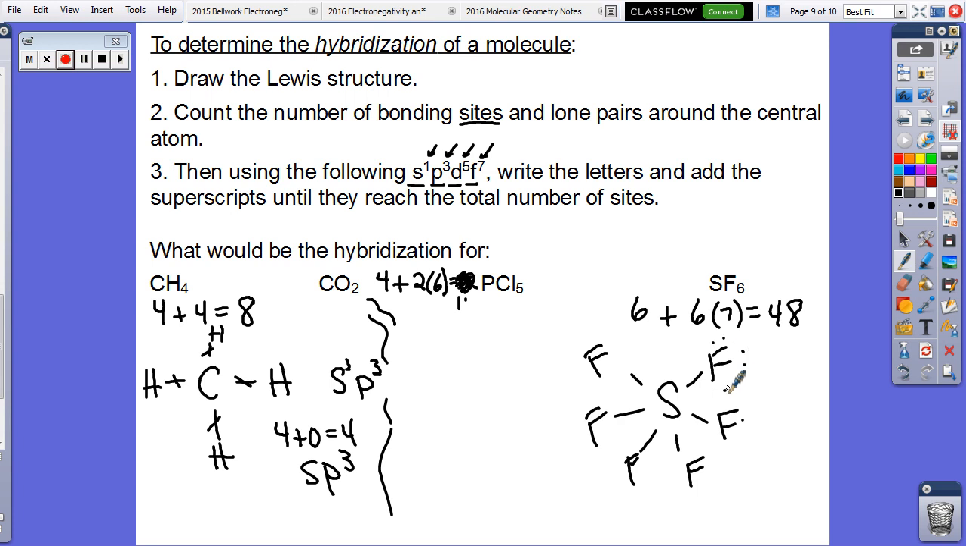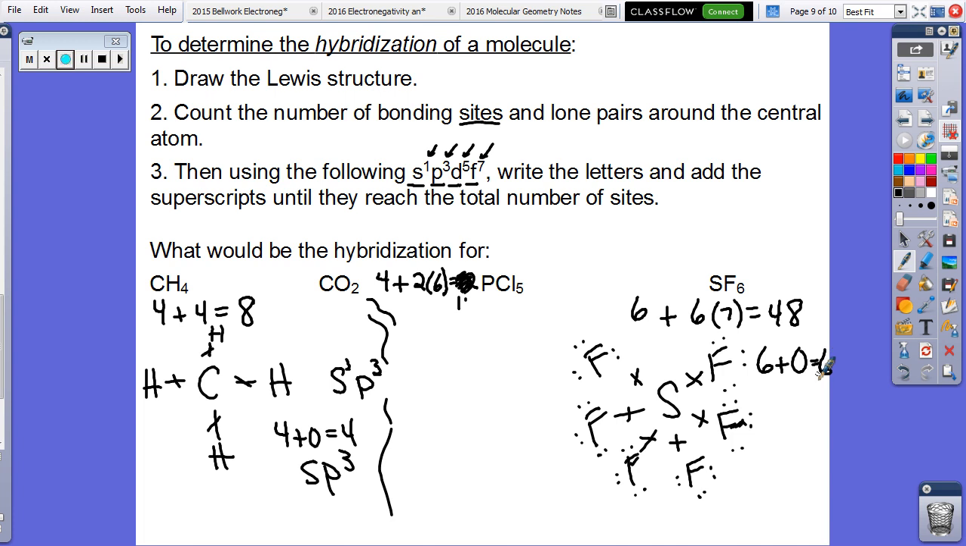Okay. Make sure all my fluorines have their octet. Okay. And I've used up all 48 electrons. So I'm going to figure out the hybridization. So I'm going to count 1, 2, 3, 4, 5, 6 bonding sites. There are no lone pairs, so my grand total is 6.